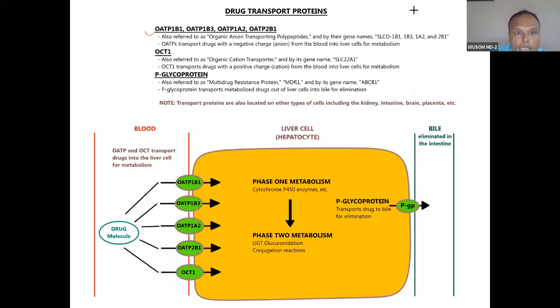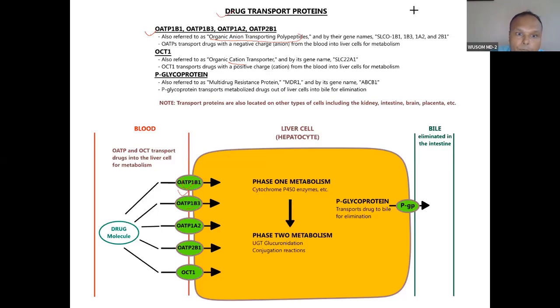So you can see the drug transport proteins. These are the drug transport proteins: OATP, OATP, OATP, OATP. You can see these are anionic drug transporters. And you can see OCT means cationic drug transporter. So this transporter will transport this drug. And then after transporting this drug, the drug will be thrown out of the hepatocyte into bile.